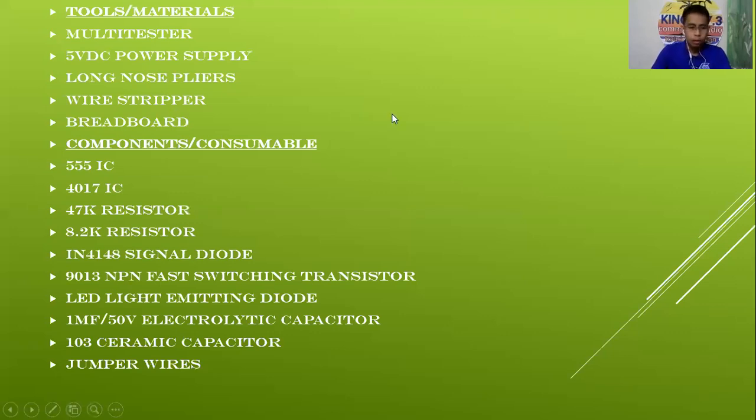experiment or circuitry project. Tools and materials: we need a multi-tester to test all the components that we need, to check if they are in good condition or working. Next, we need a 5 volts direct current power supply. We use this to energize our circuit during testing.